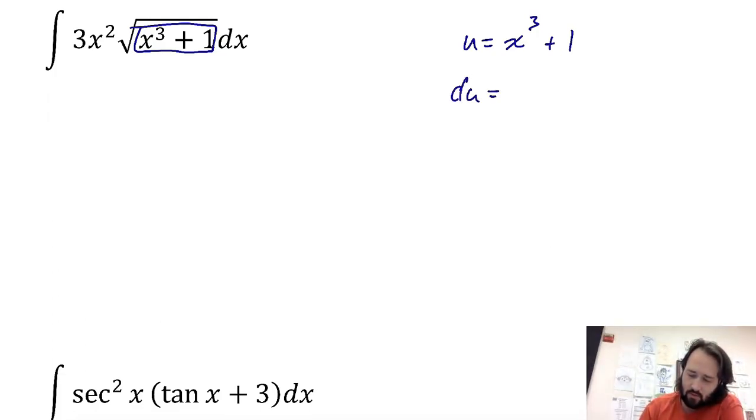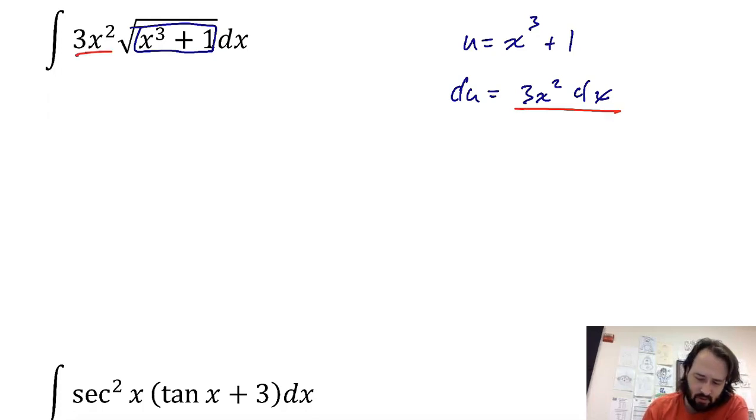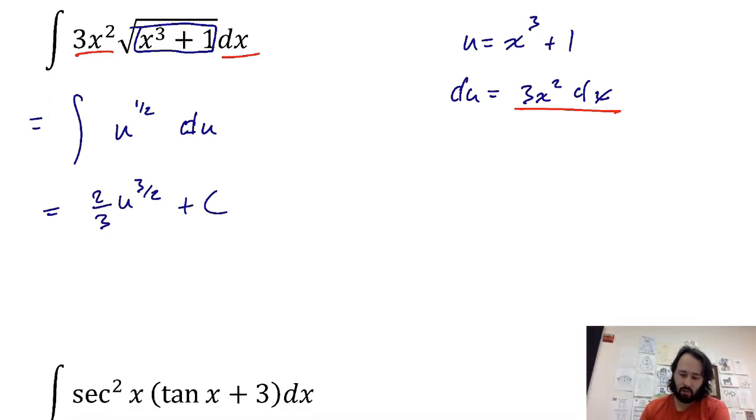Then I will let du be 3x squared dx. Notice all I did was multiply over the dx. That'll be the same thing every time anyways. Okay, so 3x squared dx is all of this part, so really what I have left is u to the 1/2, it's just square root of u, du, and that is equal to u to the 3/2 times 2/3 plus c, and then just put in your x cubed plus 1 to the u spot.